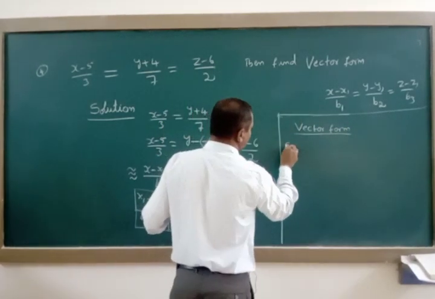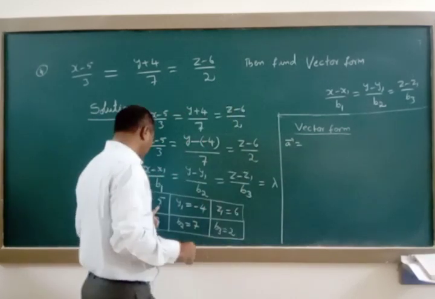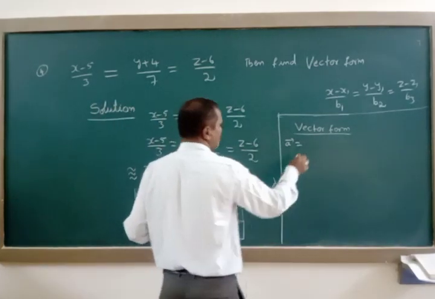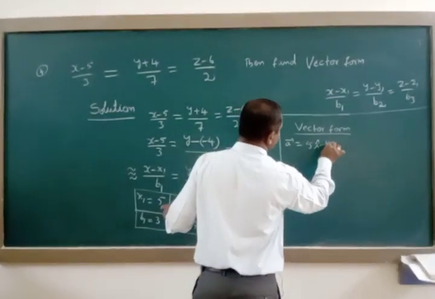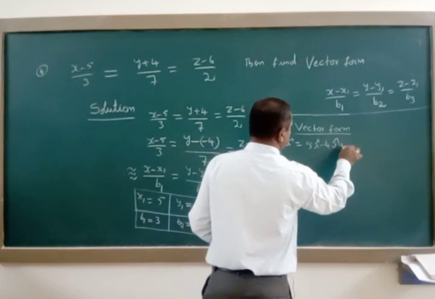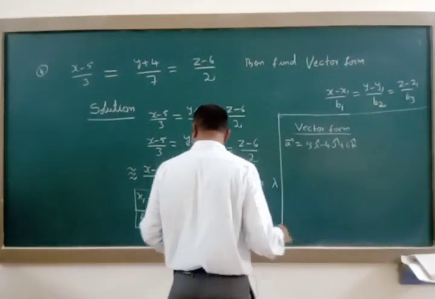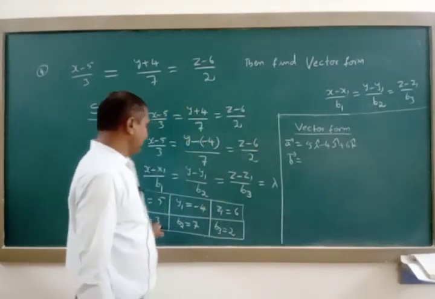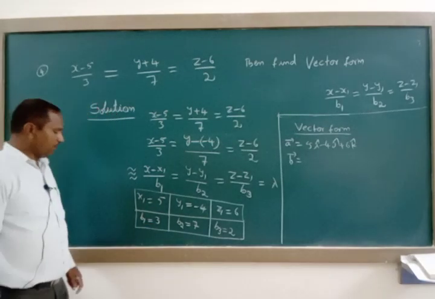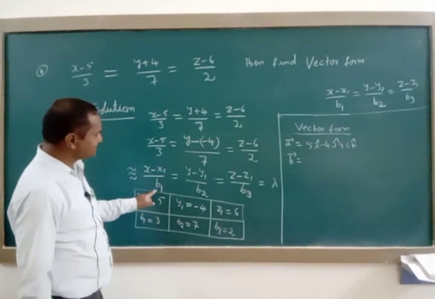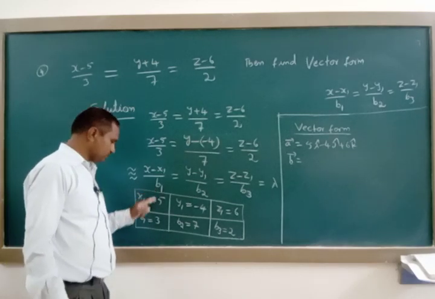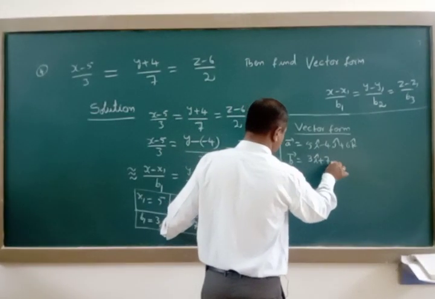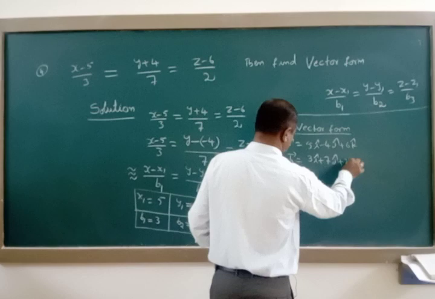The vector a passes through a point, which is (5, -4, 6). That means a vector is 5i cap minus 4j cap plus 6k cap. Next, the b vector is found with the help of direction ratios, that is b1, b2, b3 values, which are 3i cap plus 7j cap plus 2k cap.